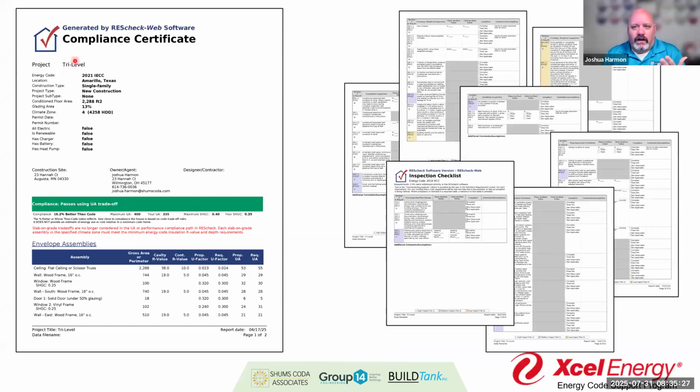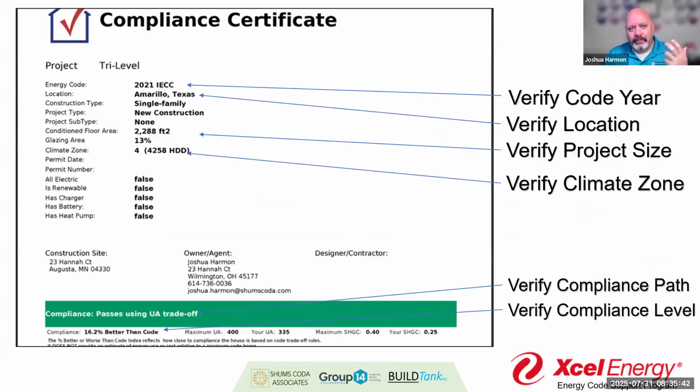And so when I run that report, I can generate out a REScheck, right? And there are certain things I'm going to evaluate. That REScheck, again, is going to give me a compliance certificate, and it's going to give me some checklists. As a plans examiner, when I get this report, I am not immediately looking at this green bar and saying, yeah, well, that's the first thing I look at. Verify, hey, it looks like we're using the UA trade-off, they're compliant, right?